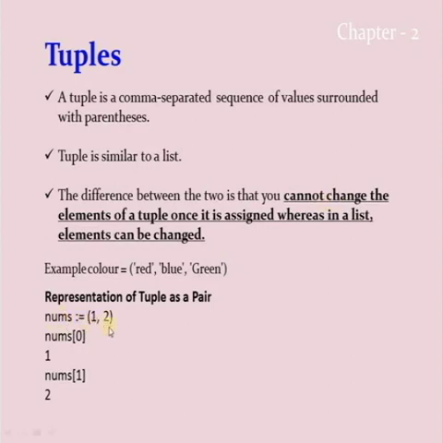Here nums 1, 2, that means nums of index value 0 has the data value 1. Nums of index value 1 has the data value of 2. Is it clear, children? You are going to learn list, tuples, string in detail in coming chapters.